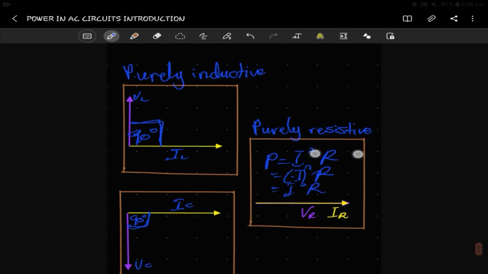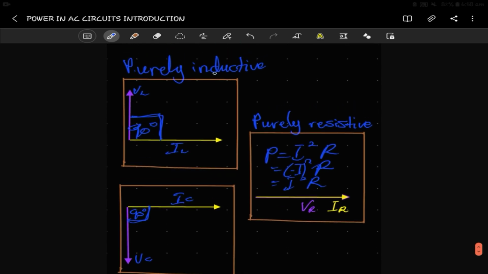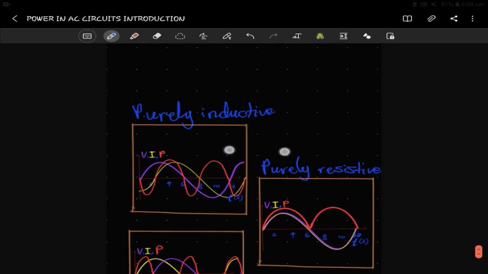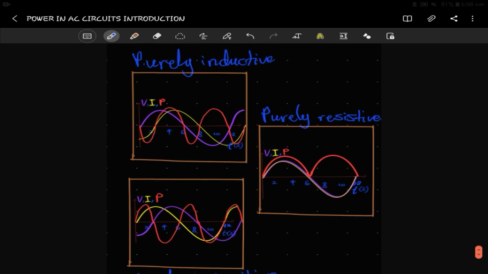But what happens for the purely inductive and the purely capacitive? You see clearly that the voltage and the current are not in phase, so it might get to some point where any one of them is negative. As a result, the power behaves differently. So let's look at the graphs here. Don't be scared, it's not much of anything. We are just using this to understand what's happening.